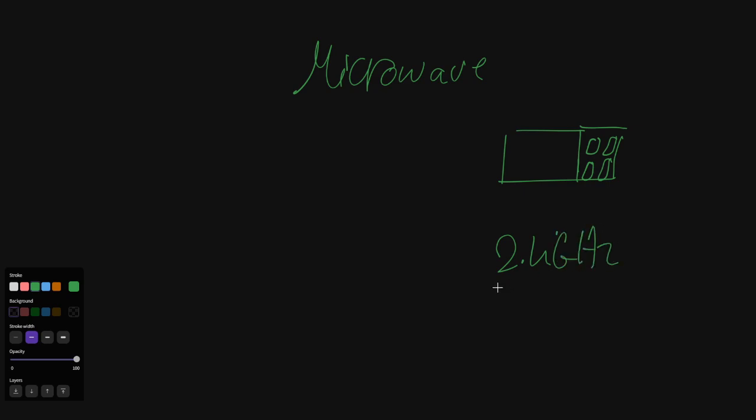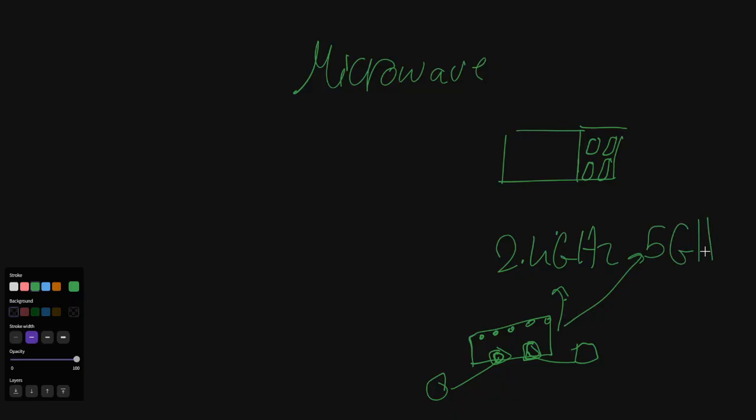You will find that the internet routers in our homes, the ones we connect to the modems and to the devices, also work on gigahertz. So they also work on microwaves. They usually work on 2.4, and some routers also work on 5 gigahertz.